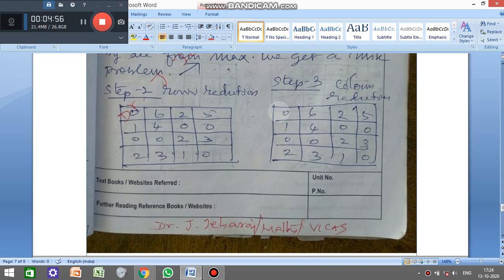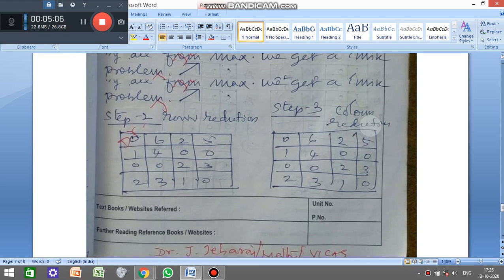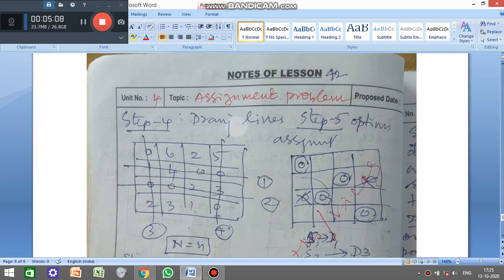So where the 1 zero occurring rows, the 1 zero occurring row is the first one, we can strike that out, or column wise also, that is the third line. Similarly, the last row consists of only 1 zero, so that column also we can strike out. So totally how many lines can we get? 4 lines we can get. That is, we can draw through the maximum number of zeros. How many lines can we draw? 4 lines we can draw.